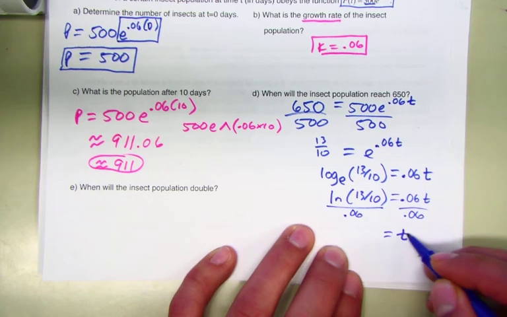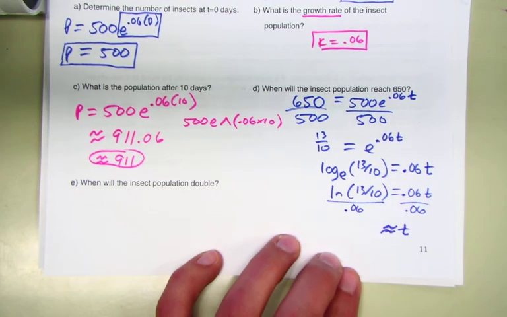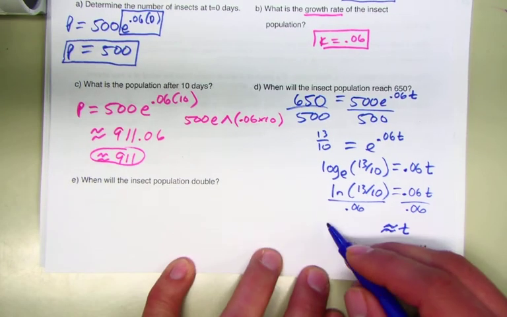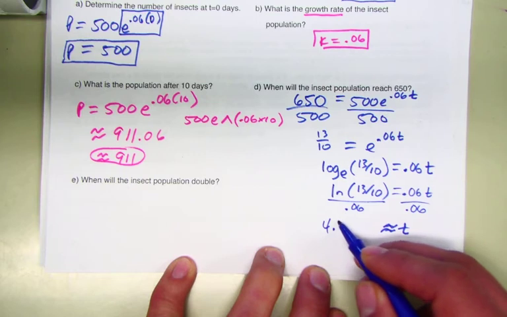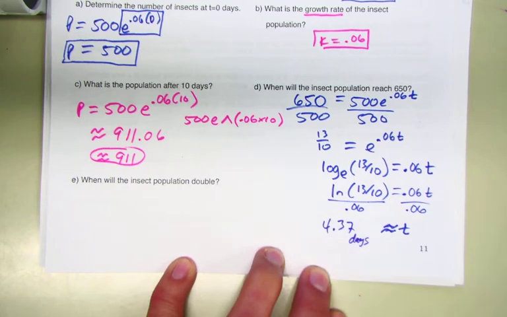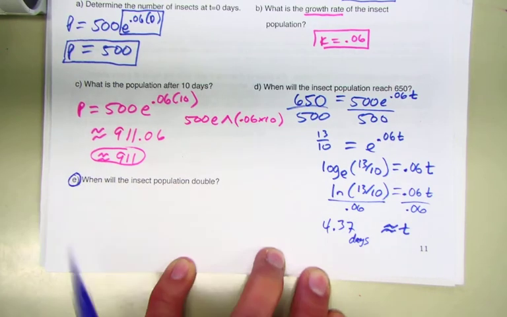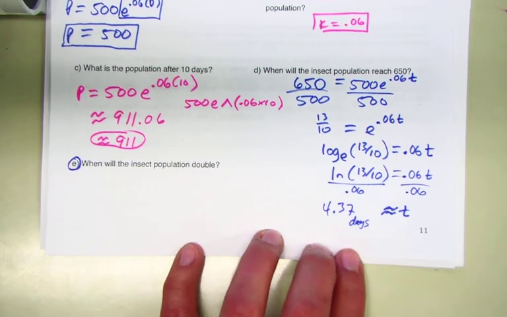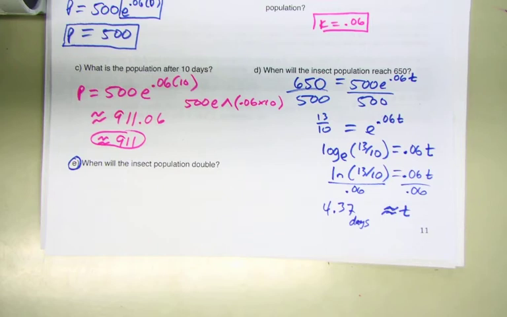So type that into the calculator, and what do we get? It's got to be less than 10 days, since after 10 there's over 900 already, right? 4.37. Is everybody getting that? Okay. Why don't you guys try E on your own? When will the population double now? Double from the initial amount, yes.